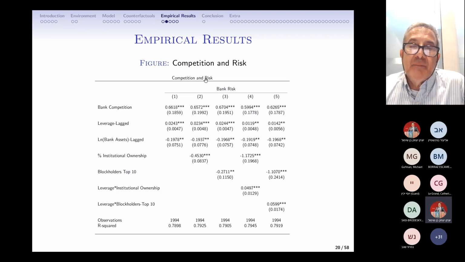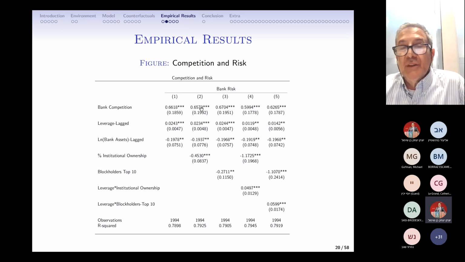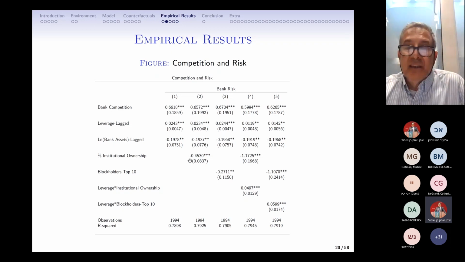So you see that bank competition, this measure of bank risk, the volatility of stock returns, run on the measure of competition. The strongly positive coefficient is basically saying more competition, more volatility of returns, and that's the measure in some sense of bank risk that we're thinking of. A more highly levered bank leads to higher risk. That's not that surprising.